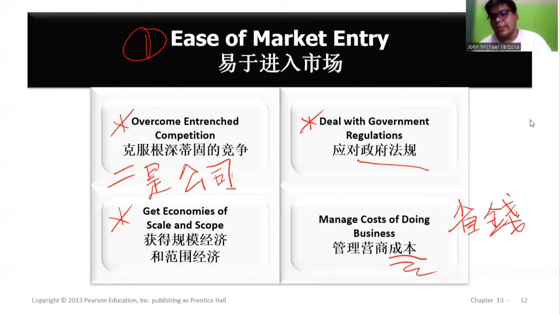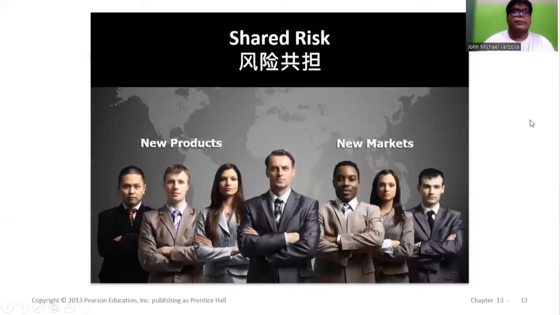So this is what happens for the ease of market entry. Now for the shared risk. We all know that doing business is a risk. 风险, okay? So you can help each other make new products, 新产品, and enter new markets.